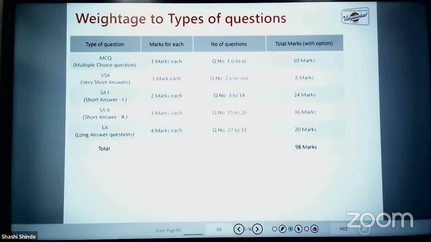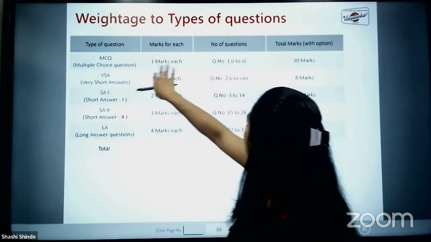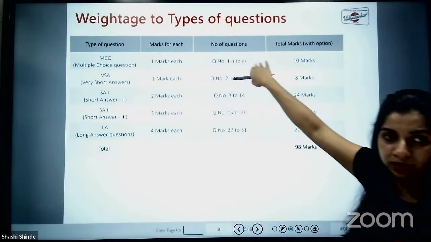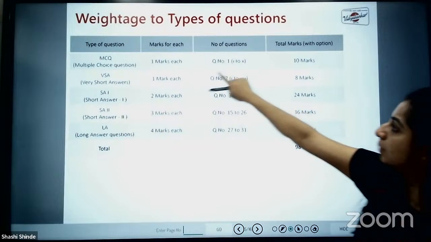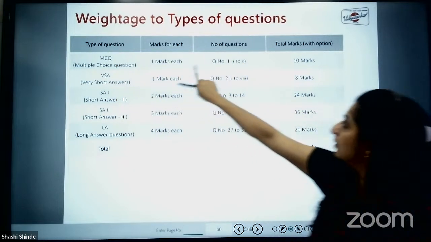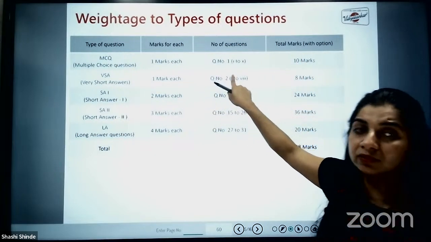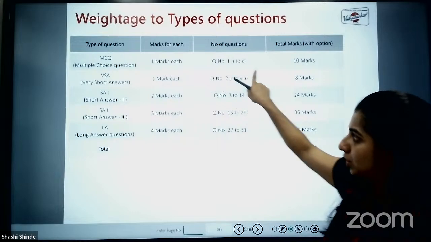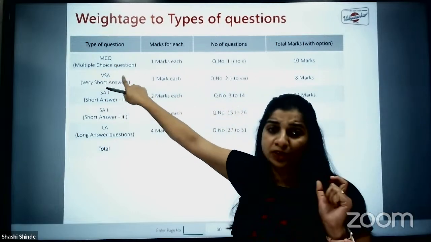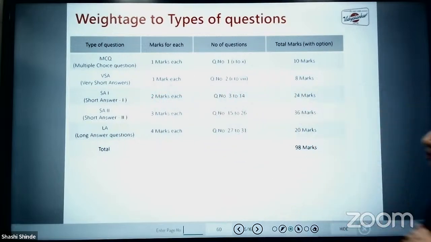Then we will see weightage to type of questions. First, we have question number 1 and question number 2, which are compulsory. Question 1 has MCQs for 1 mark each, total 10 marks. Then we have very short type answers where question number 2 will have 8 questions wherein we will write the answer in very short, either in 1 word or in 1 sentence, 1 mark each, total 8 marks.